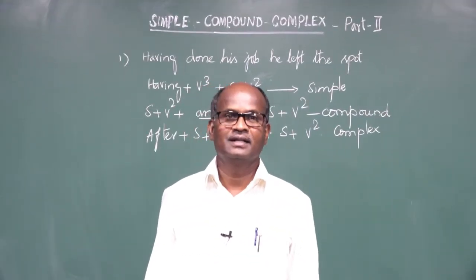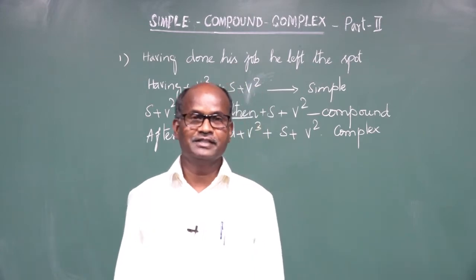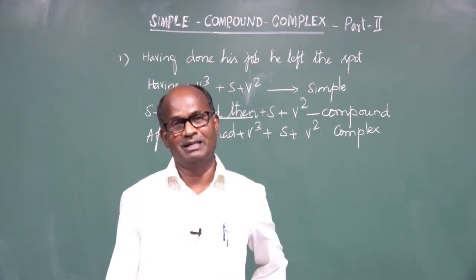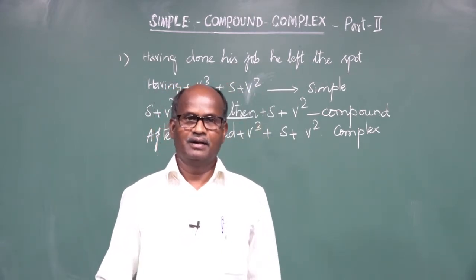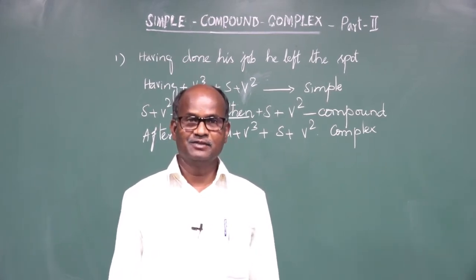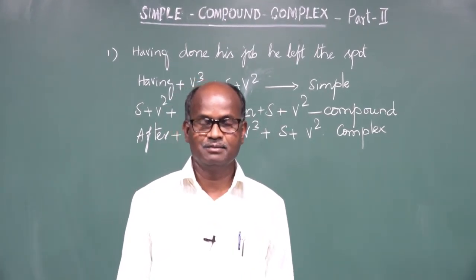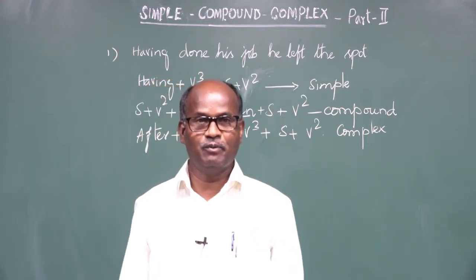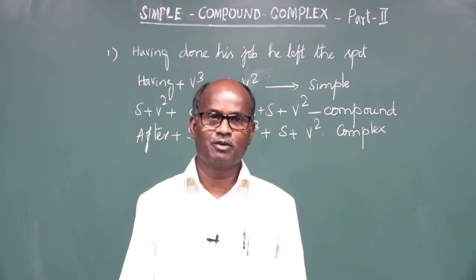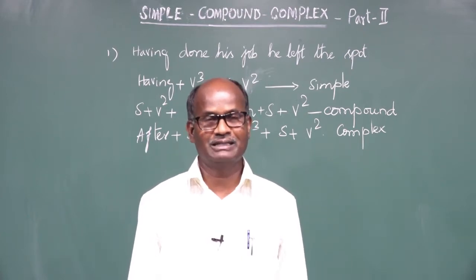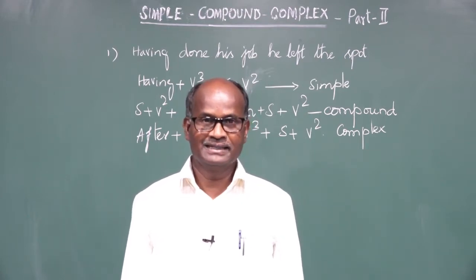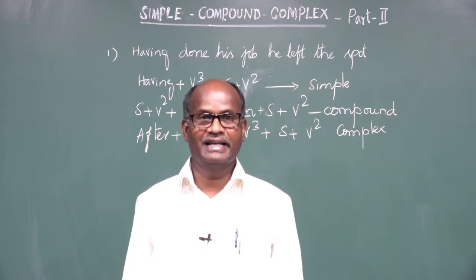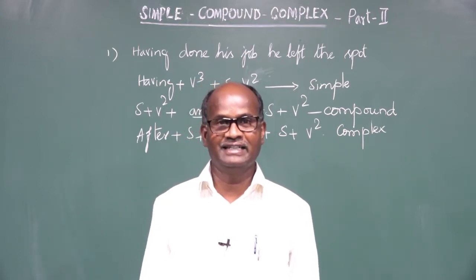Dear students, today we are going to see the continuation of the previous classes: simple, complex and compound. What is a simple sentence? A sentence which has only one finite verb is called a simple sentence. What is a complex sentence? A sentence which has only one main clause and one or more subordinate clauses is called a complex sentence. Compound sentences are equal in their rank. They are linked by coordinating conjunctions.